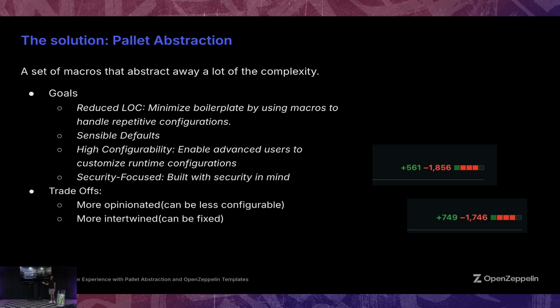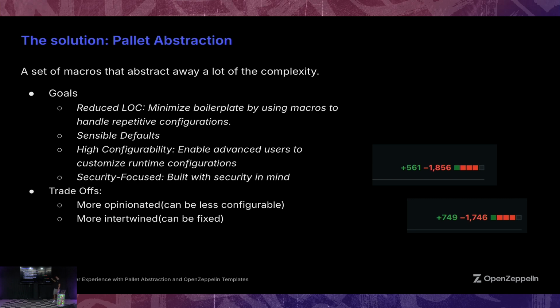Some trade-offs that we've made in this, and I'm talking about this out loud because I think it's important, is that they are more opinionated, right? And that is by design. So they are less configurable than if you just use plain FRAME. That's just the reality, but we think that's a feature, not a bug, because we wanted to make it as easy as possible. And then they can be more intertwined, but we think that can be easily fixed. Today, there are some pieces that have dependencies between each other. So if you use some of these groups, then you might have dependencies on others that we want to remove and make it as modular as possible.